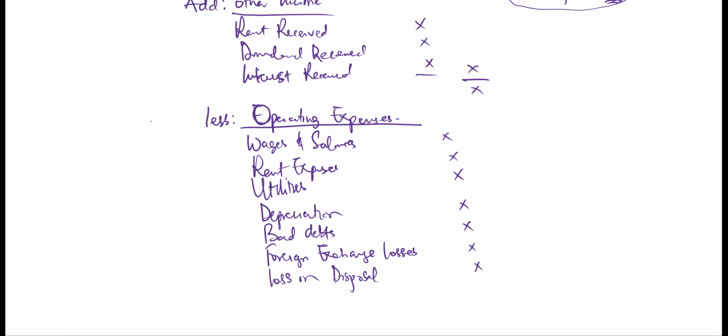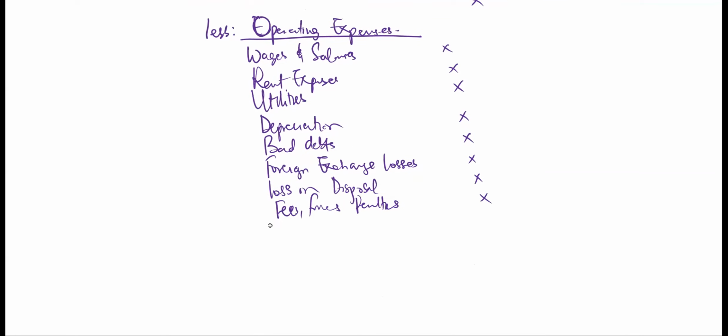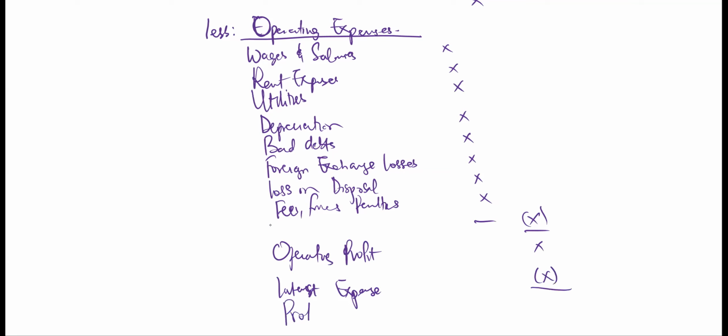There are so many expenses, right? Fees, fines, penalties, they are all going to be taken out, right? So those are the expenses that businesses incur. When you deduct all these, you are now going to have your operating profit. And from this operating profit, you can deduct your interest expense, or what we call the cost of finance. So you take out your interest expense, then you get your profit before tax also.